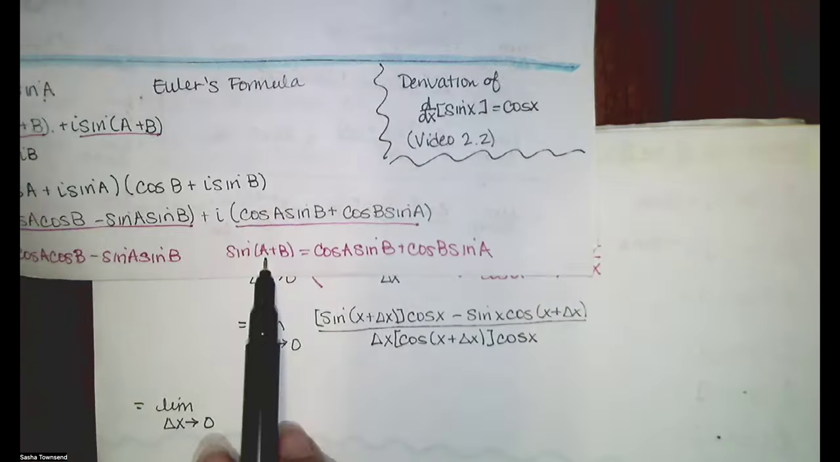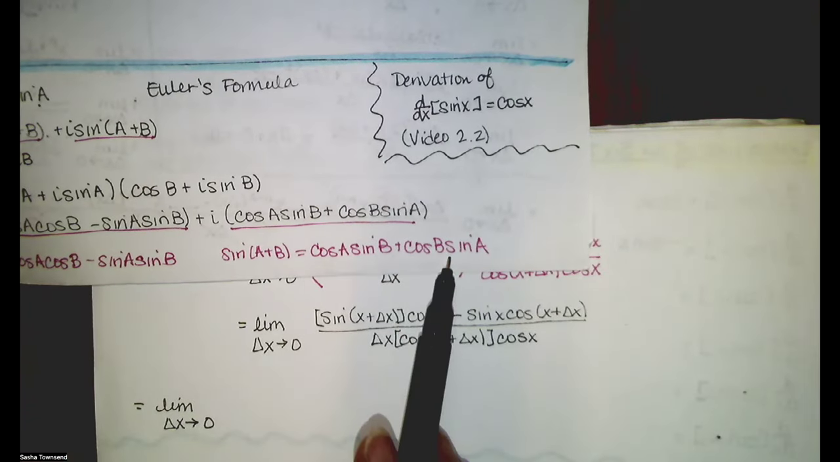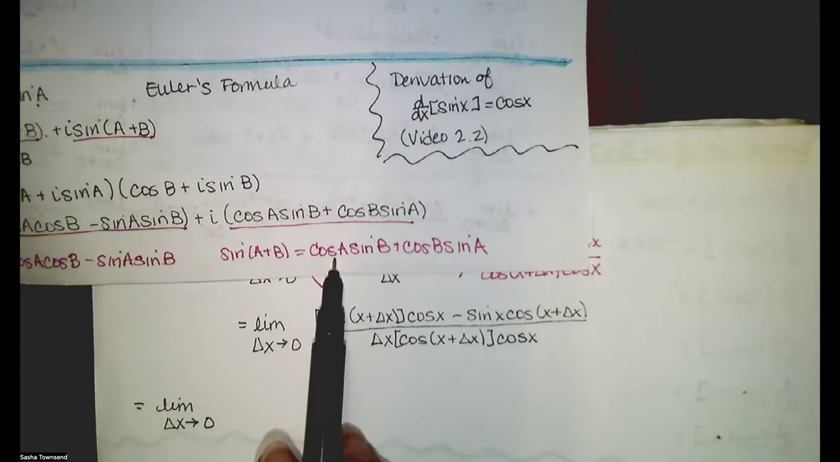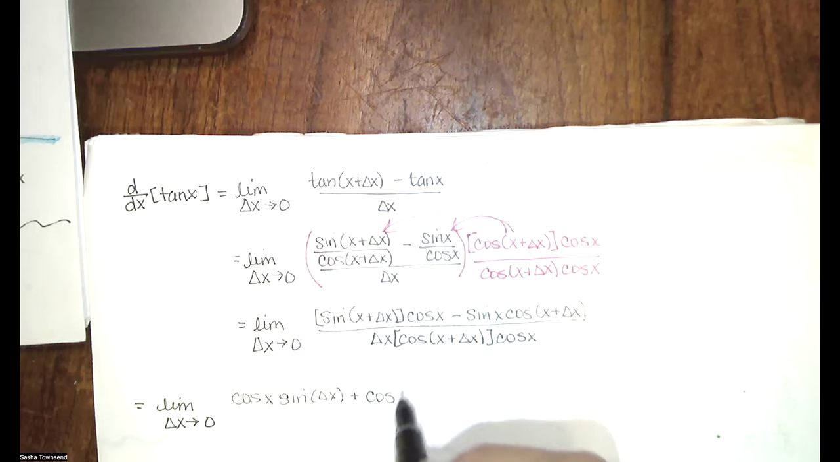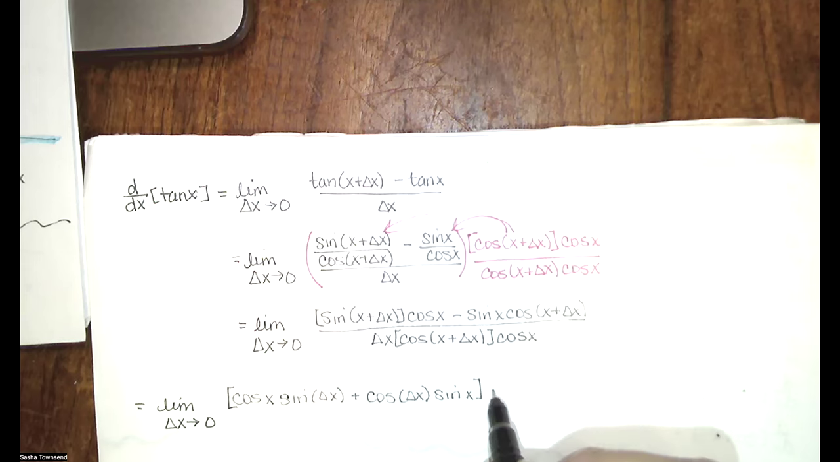Sine of x plus delta x is equal to this. But we're going to use a equals x and b equals delta x. So we've got cosine of x times sine of delta x plus cosine of delta x times sine of x, excuse me. All of that is multiplied by cosine of x.